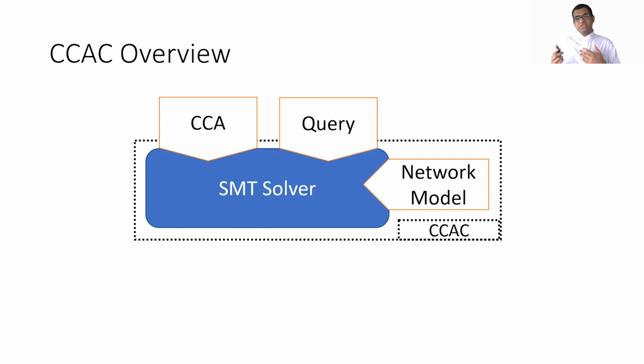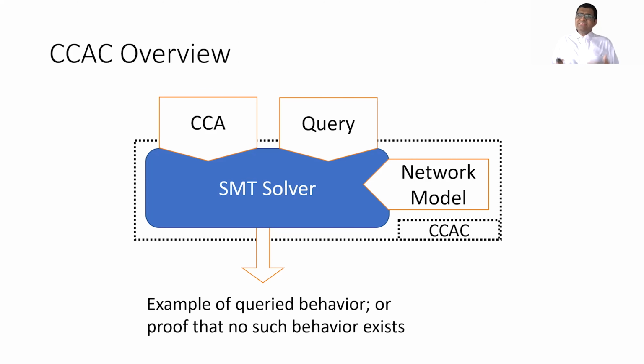To this, the user specifies formulas that describe the congestion control algorithm and their query. Their query encodes what sort of behavior they're looking for. For instance, they could be looking for cases of low utilization. And then CCAC outputs either an example of a trace that has the queried behavior, for instance, low utilization, or a proof that no such behavior exists.